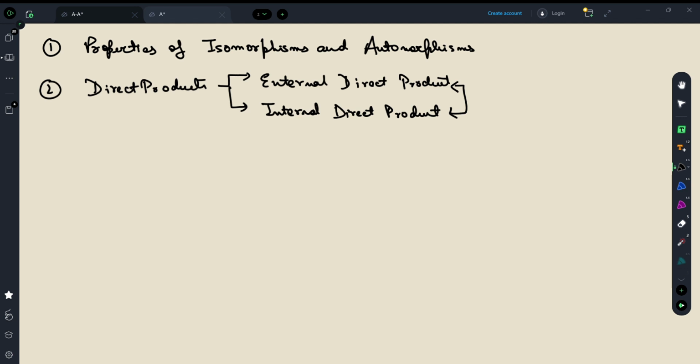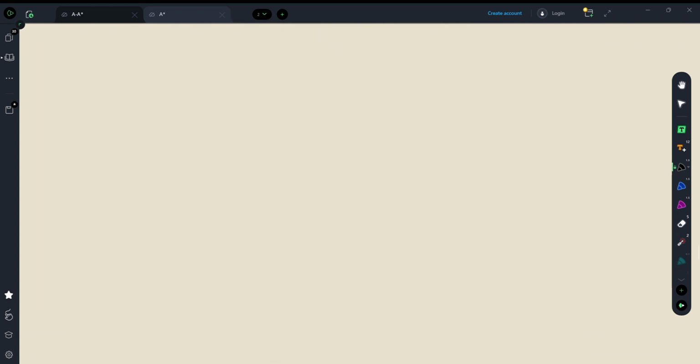But let's start with the first thing which we want to discuss today. What are the properties of isomorphisms and automorphisms? Okay. So what we're actually going to do is study two important theorems related to isomorphisms and then introduce the concept of automorphisms also as a very important theorem.